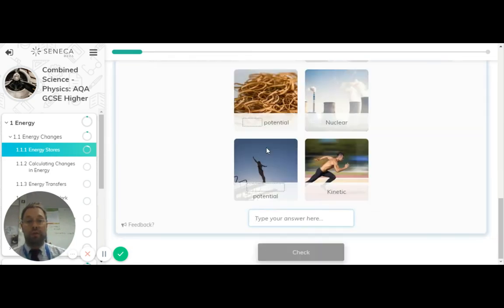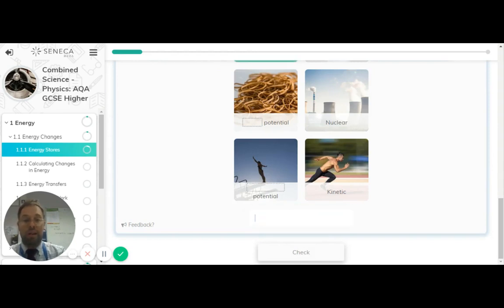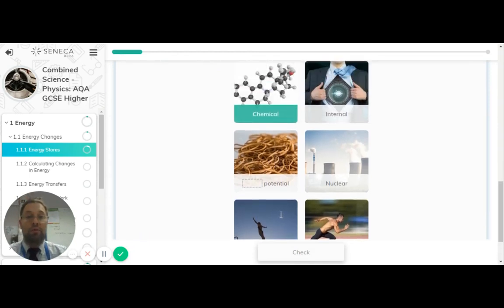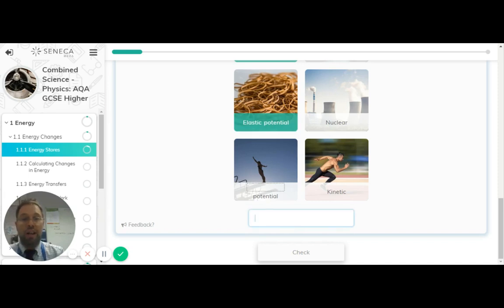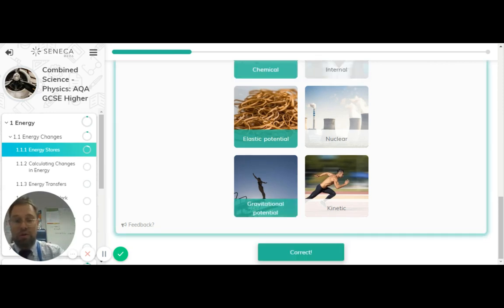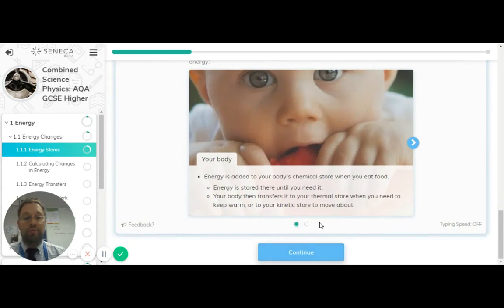So obviously our first one that we talked about was the chemical energy store. So energy stored inside of chemicals using their chemical bonds. We have also got up here, this one here, well, that is energy that's stored in something due to the fact it's either squashed or it has been stretched, compressed or stretched. It's going to be the elastic energy store. And finally, this person here is high up on a diving board. They've moved up in a gravitational field, so they have got a gravitational potential energy store. Okay.